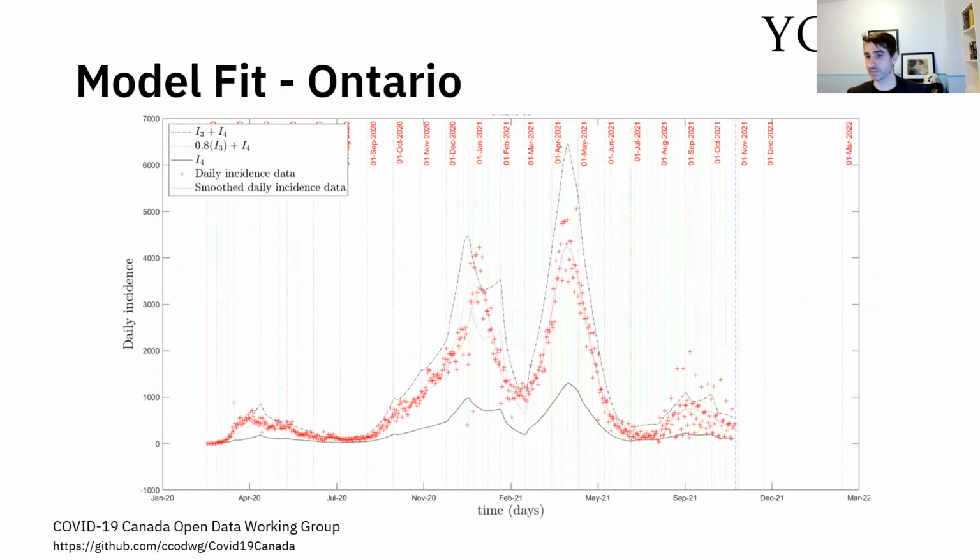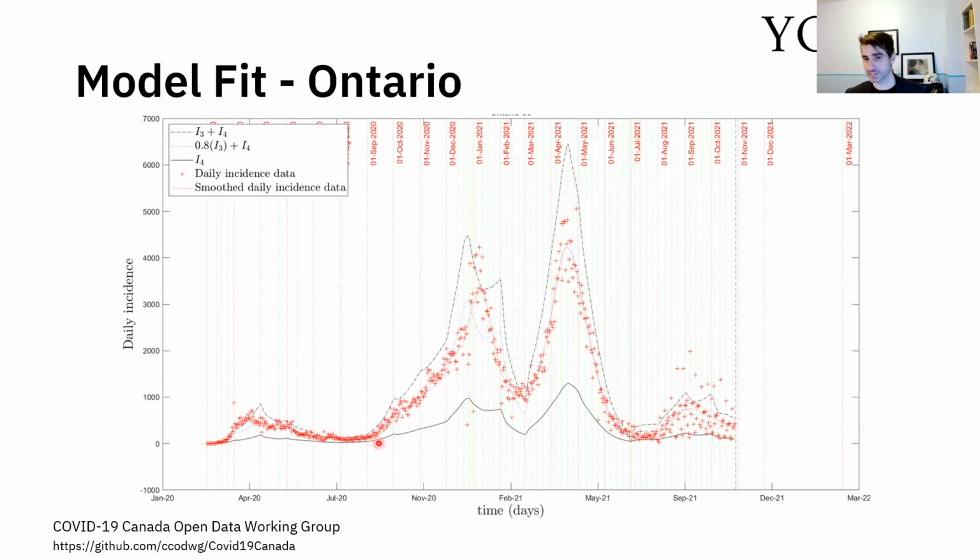So here's an example of the fit for Ontario. In this case, we're fitting 80% of I3, so these are the more mild infections, but you expect to detect most of them, and all of I4. And if we look at this plot, the red pluses are the actual incidence data. Here we get our incidence data from the COVID-19 Canada Open Data Working Group. It's available on GitHub. It's also available online.